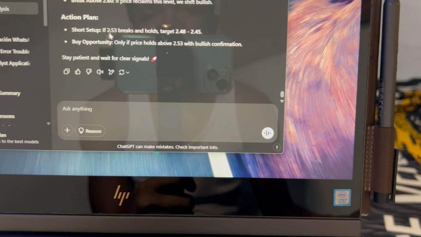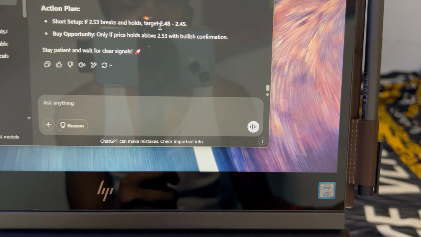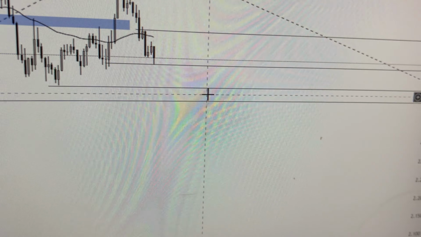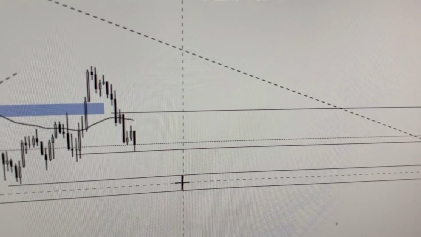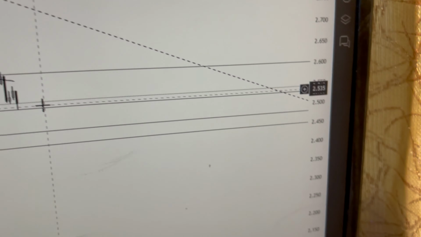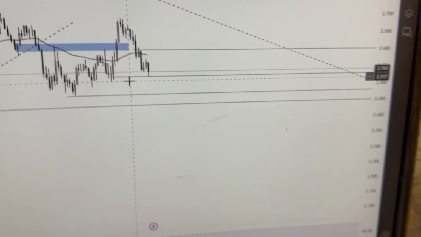Okay, so the action plan is that we short if price breaks and holds, target 248. If price breaks here and holds, target around there, so we short. If price holds above this 253 here, we buy. So that's what we are watching for today. Today, no more excuses. I want to take one live trade with this ChatGPT, and let's see how it goes. You guys should stay tuned, and I'll keep you updated.